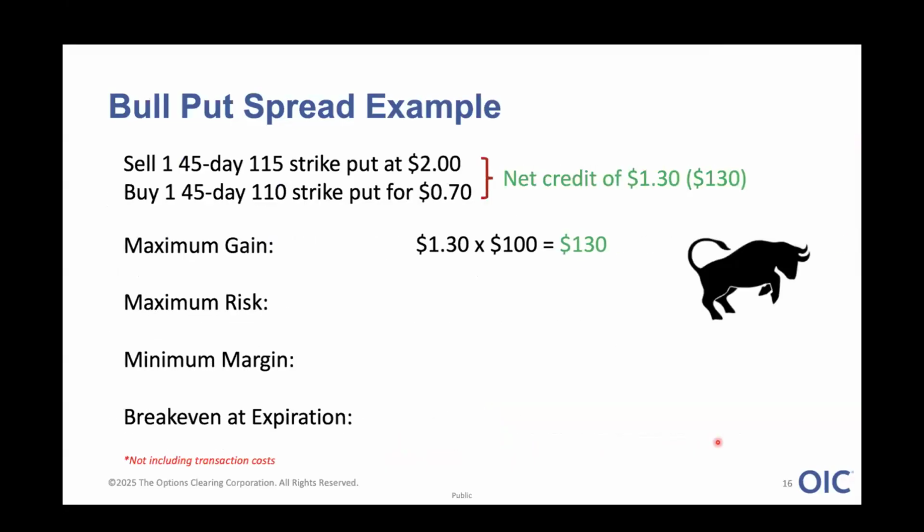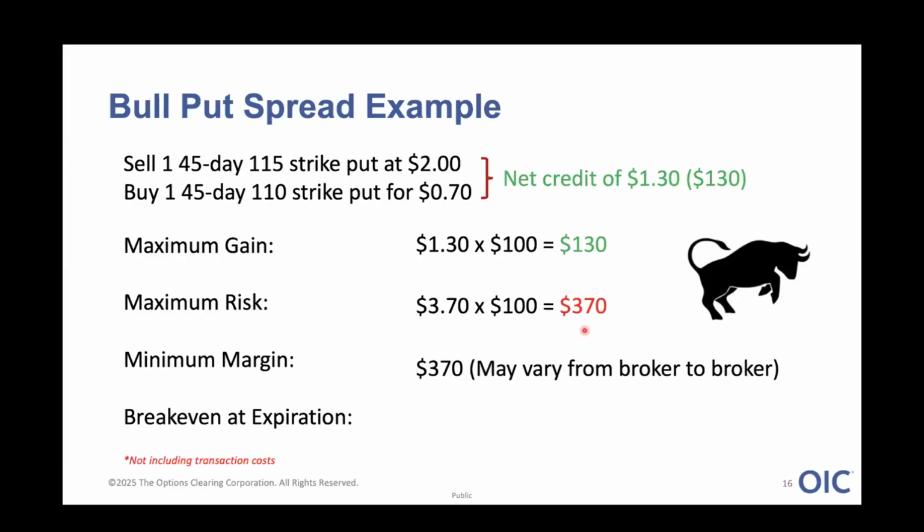So what's the maximum gain? The $130 credit that we took in. Our maximum risk is the difference in strikes, 115 minus 110, that's $5, less the credit that we took in, $1.30. So what's $5 minus $1.30? It's $3.70. So our maximum risk is $3.70. How much margin do we have to put up? It may vary, but technically you only have to put up what the potential maximum loss would be in this position, which in this case is $370 per spread. You can think of it this way: you're risking $370 to make $130.